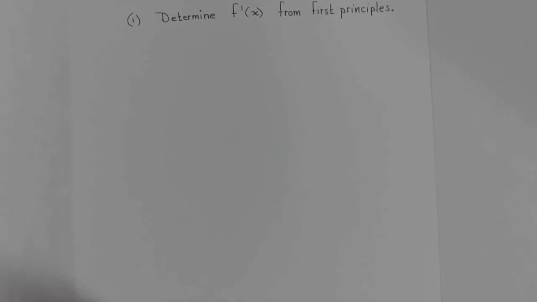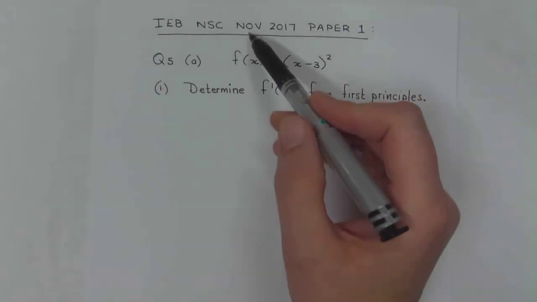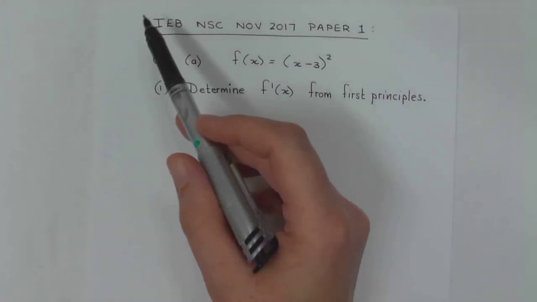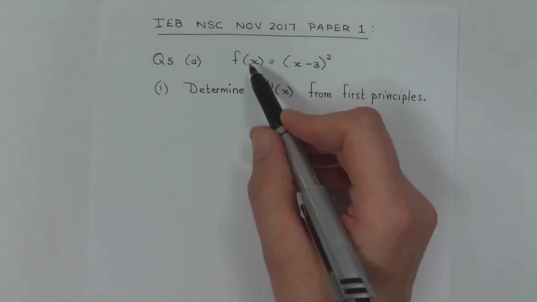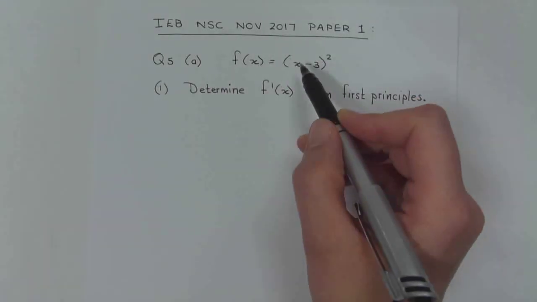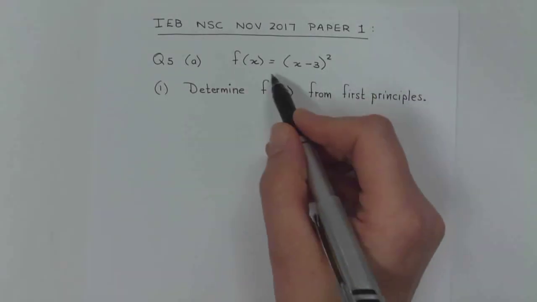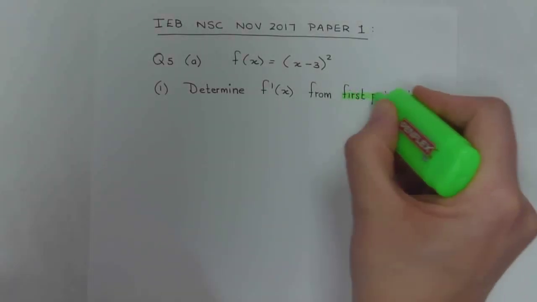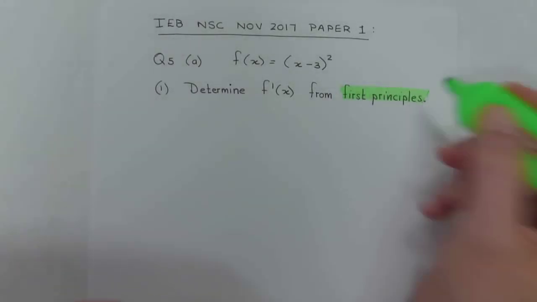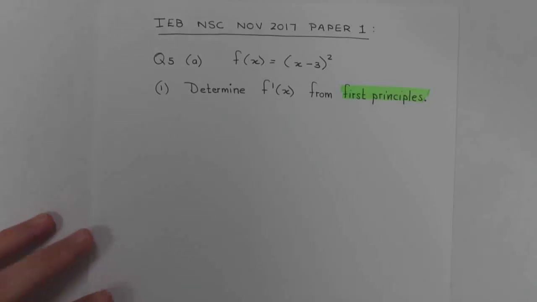Now, the next past paper exam problem we're going to do was in the November 2017 paper. Again, it was the IB paper. So in that November 2017 paper, question 5a, they gave us the function fx is equal to x minus 3 squared. And the first part is they asked to determine the first derivative from first principles. So again, people, from first principles. If they require first principles and you do not use first principles, it's wrong. So they've specified the method, you've got to go and you've got to use that method.